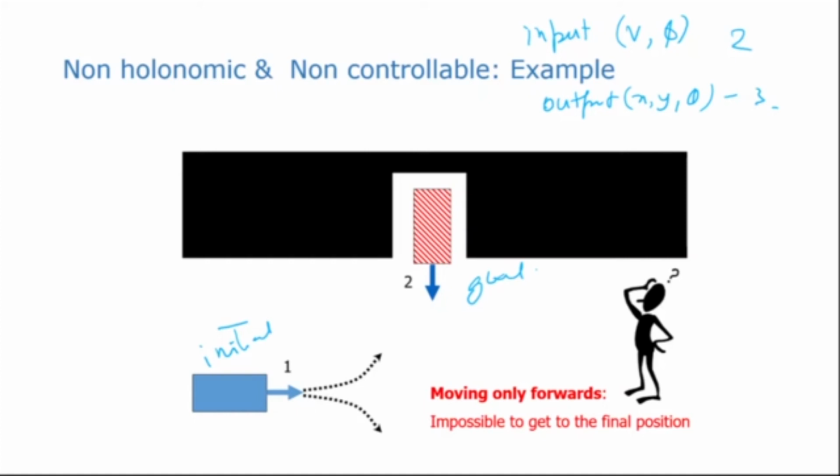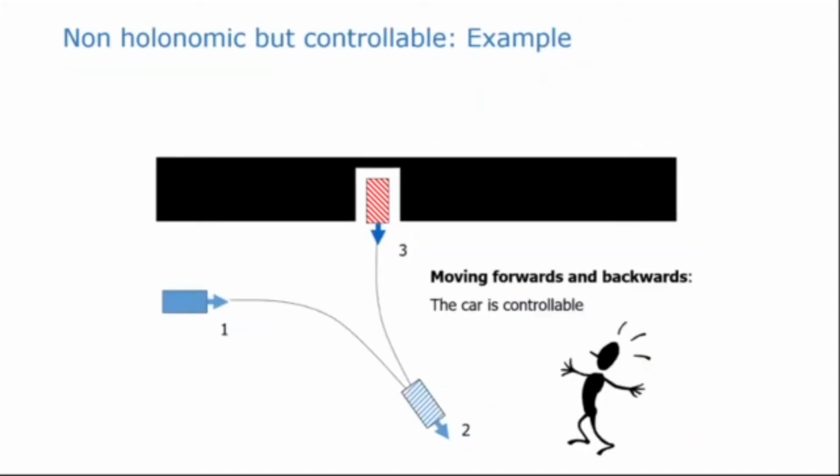Now, if the car is only moving forwards, then it is impossible to get to the final position. Whereas if the car can move forward and can move backward, then the car can go and park like this. So for example, it goes front like this and then it goes back like that, and it has parked in this configuration. Okay. Now in this case, the car is controllable.